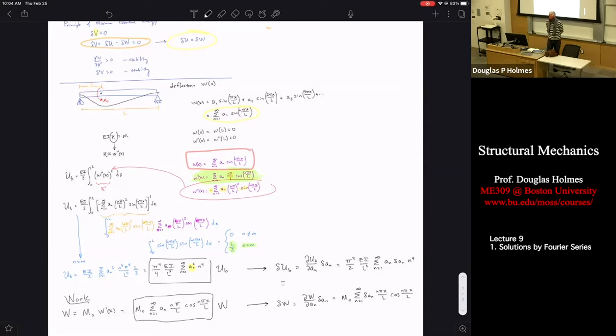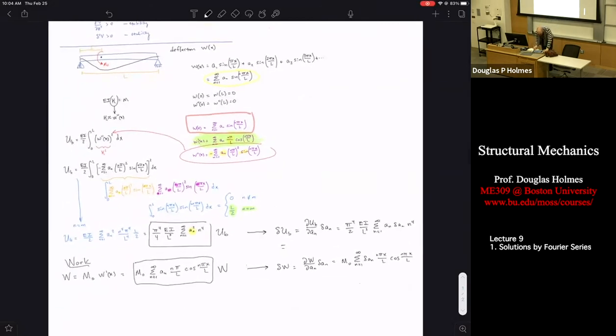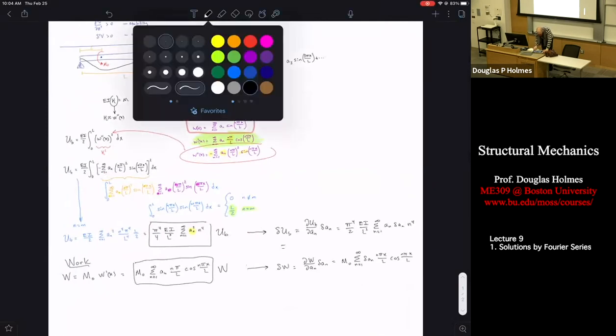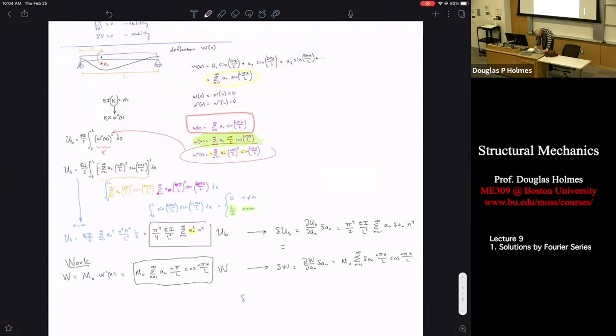Now we have to remember what we're doing here. We guessed the solution, which is the deflection of our curve. The only thing we don't know is the coefficients on our Fourier series, A sub n. And now we have the fact that our first variation in total potential energy has to be 0, which means that the first variation in our strain energy has to equal the first variation in our work. So these two equations have to be set equal to each other.